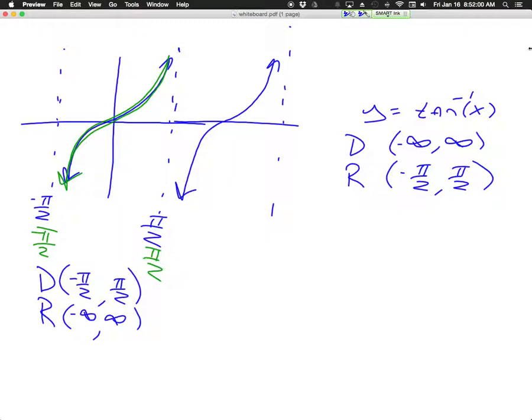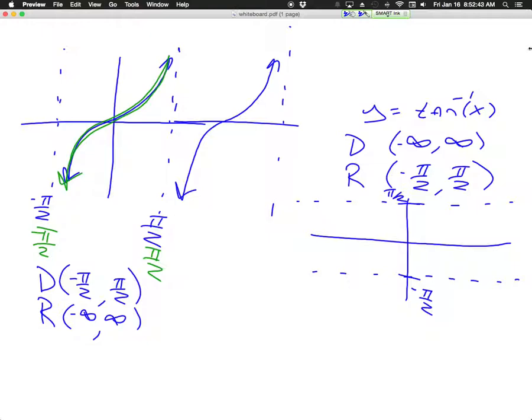So what x values will I use for inverse tangent? Negative infinity to infinity. What y values will I use? Negative pi over 2 to pi over 2. Okay, over here, what is on negative pi over 2 to pi over 2? Asymptotes. So what needs to be on my inverse at pi over 2 and negative pi over 2? Asymptotes. Except what type of asymptotes will I have this time? I'll have horizontal. So I've got a horizontal asymptote there, and a horizontal asymptote there.